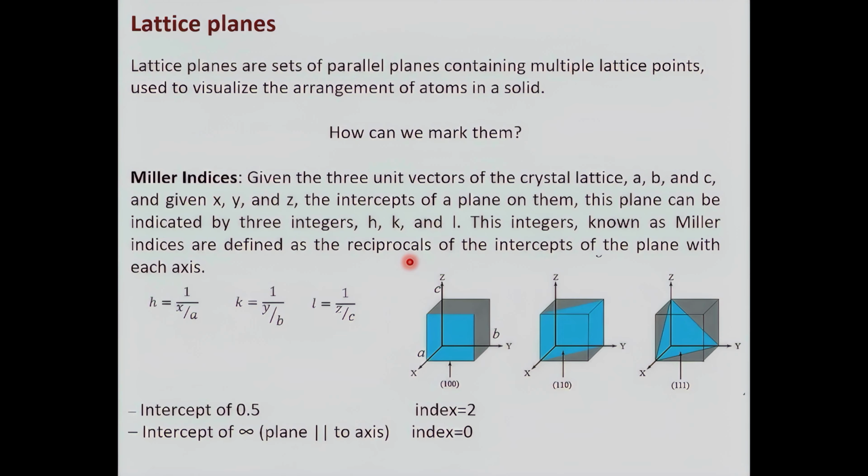Why? Because as you can see here, HKL is equal to the reciprocal of the intercepts of the plane with A, B, C. In this case, for example, the plane intercepts on the X axis only at A, while it is parallel to B and C. Because it's parallel, the intercept is infinite, then the reciprocal of infinite is 0. This is the reason why it is 100. And in this way, you can apply this to get the Miller indices of all the planes.